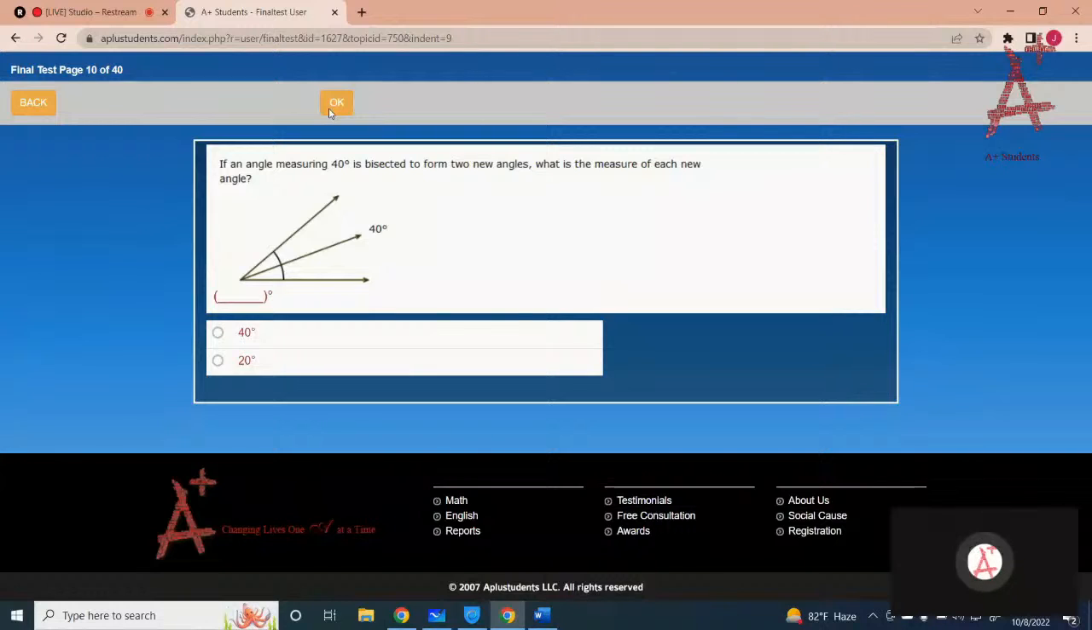Okay. And if an angle measuring 40 degrees is bisected to form two new angles, what is the measure of each new angle? So the original angle is 40 degrees. When you bisect it, bisection means it divides the angle into two equal parts. Got it? So 40 divided by 2 is 20. Got it?